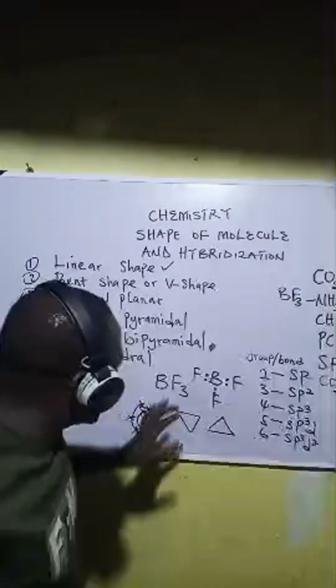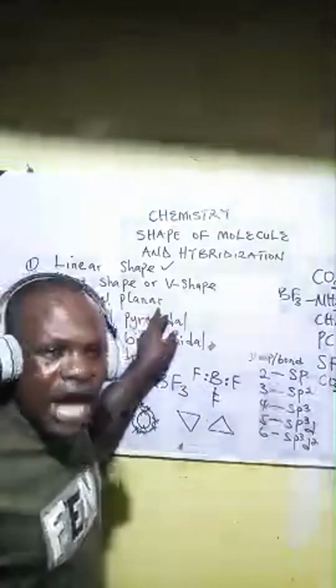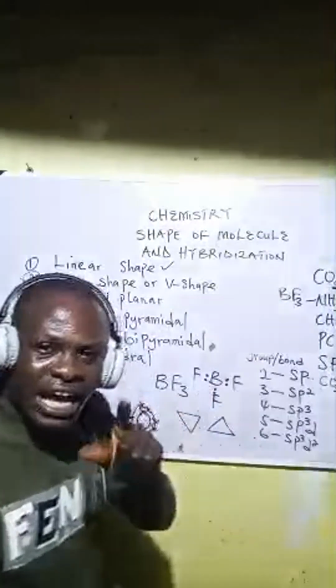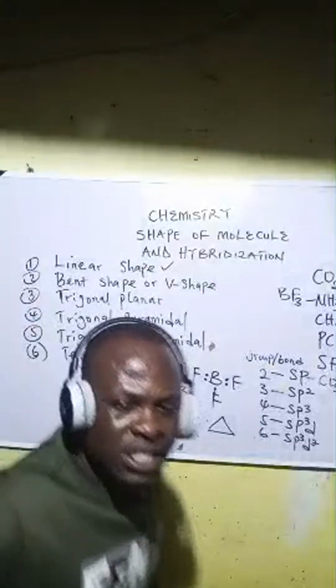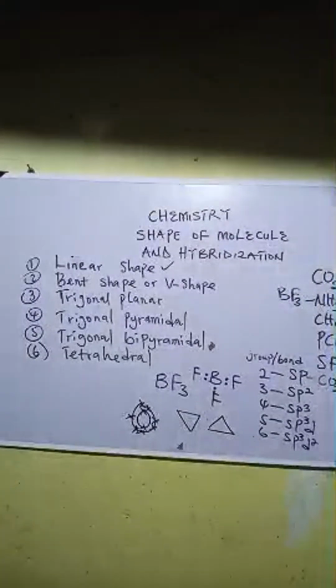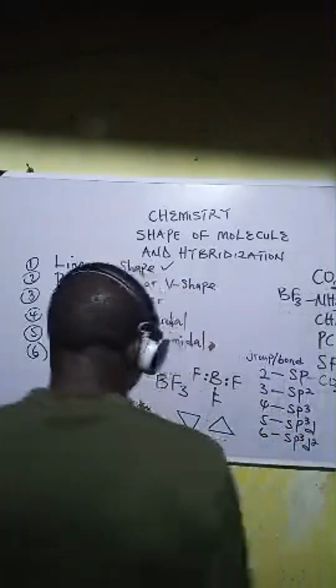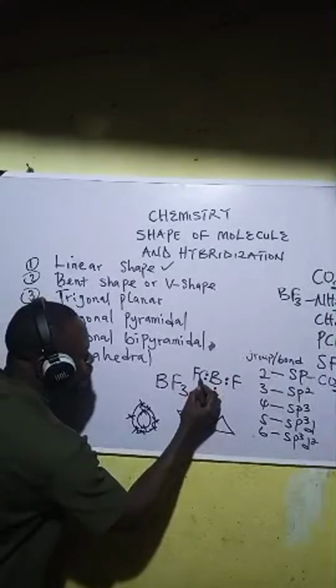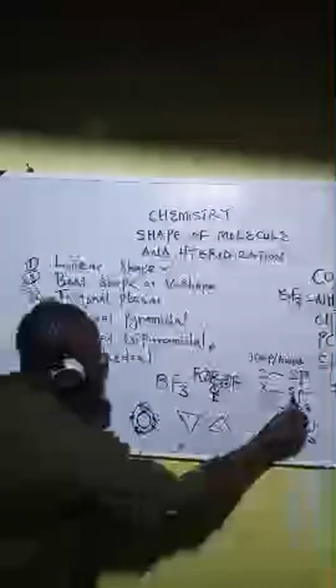Now, because there is no lone pair electron here, it is planar. Trigonal planar. Are you following? Now, what is the hybridization? Can you guess? What should be the hybridization of this one? Look at it. We have 1 here, 2 here, 3 here. So 3 will be sp2 hybridization.